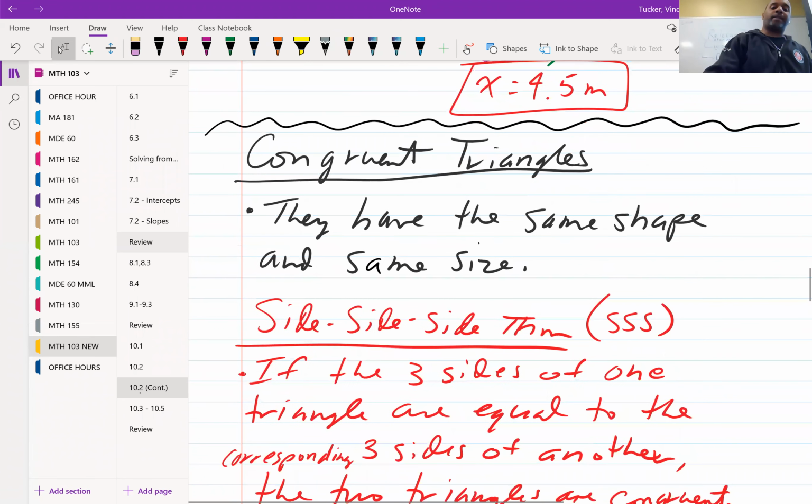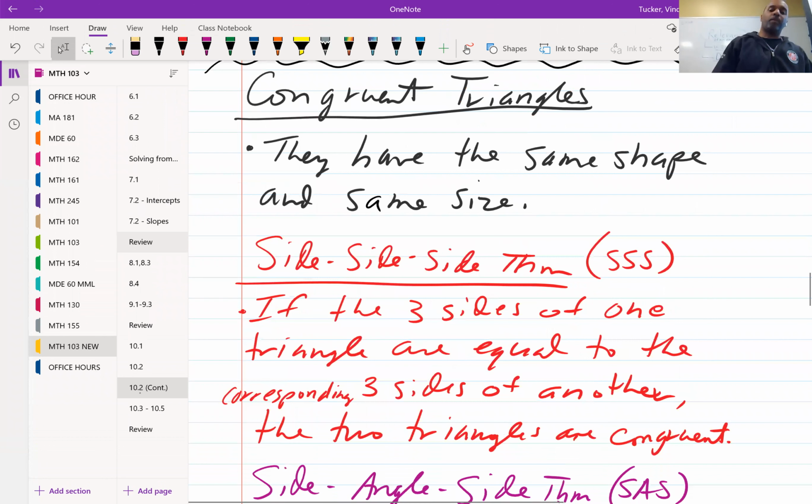The first one is side, side, side. I use THM for short as far as theorem is concerned. So side, side, side: if three sides of one triangle are equal to the corresponding three sides of another, the two triangles are congruent.